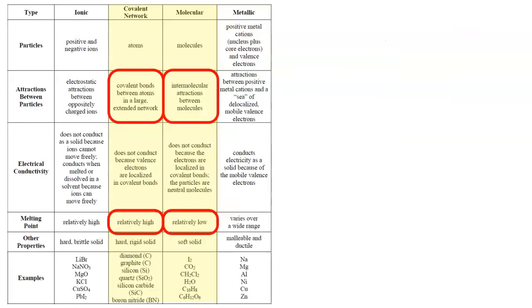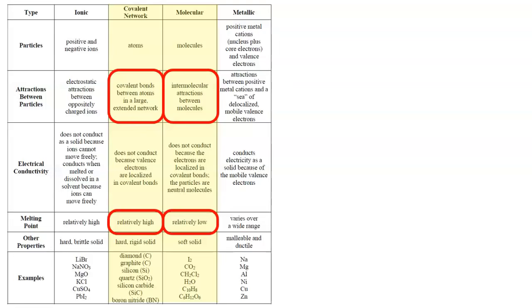So here on this slide, you can see a side-by-side comparison of covalent network and molecular. Focus on the attractions between the particles. So in a covalent network solid, there are covalent bonds between atoms in a large extended network.